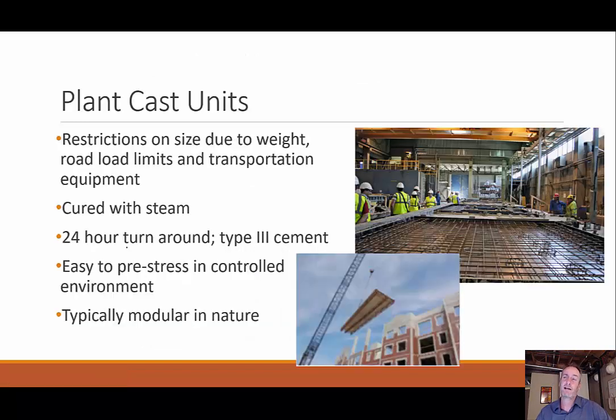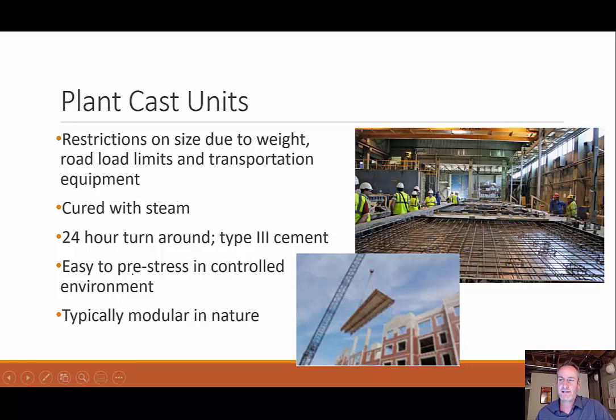And like we said, one downside is there has to be a restriction to the weight and the size, because you have to transport it into place if you're casting this at a plant. But if you are casting at a plant, one advantage is you can cure it with steam. We talked about the advantage of that just a little bit ago. So you'll have a higher strength, good solid concrete. You get a control for those issues. You can also have a quick turnaround time, especially using this type 3 cement. Remember, type 3 is a high early strength concrete. So use that type of cement, and you can get them out of the plant quickly. And like I said, it's easy to do this in this controlled environment.